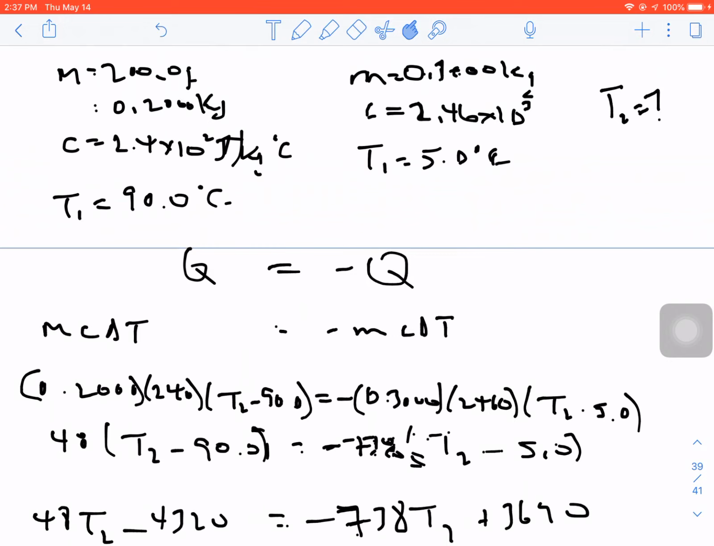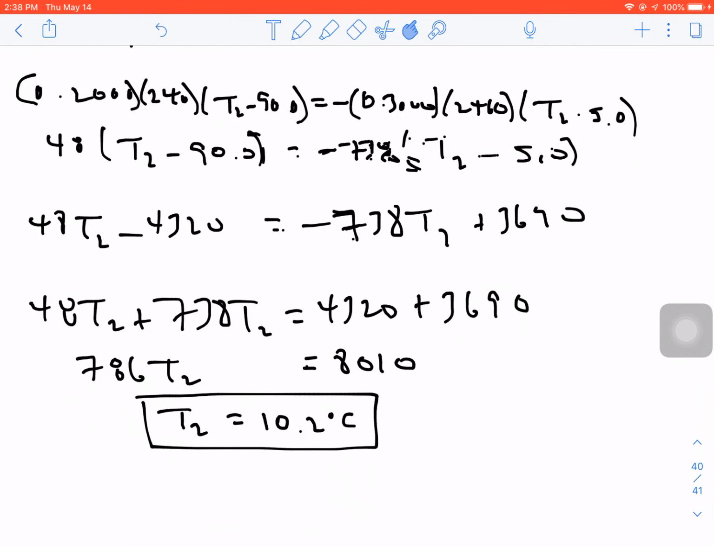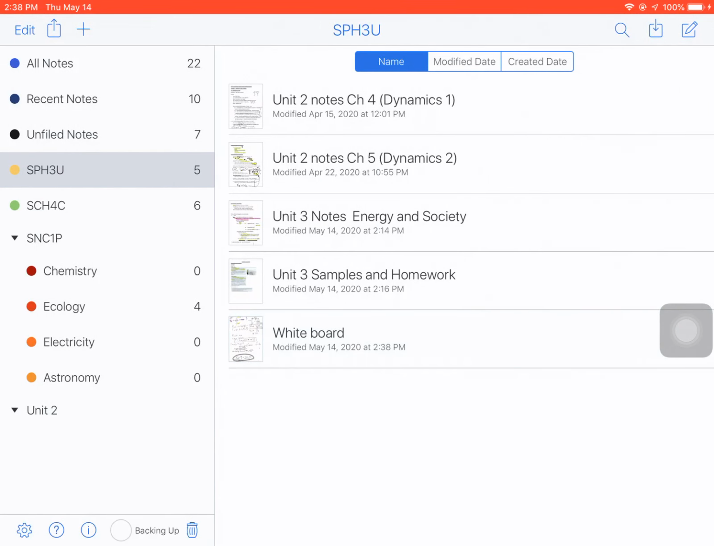If I end up with an answer of 468, again, I know it's impossible. So again, just look at your question and see whether the answer that you're getting makes sense, if it's a logical answer based upon the question being asked. All right, so hot plus cold, Q equals negative Q, so MC delta T equals negative MC delta T.